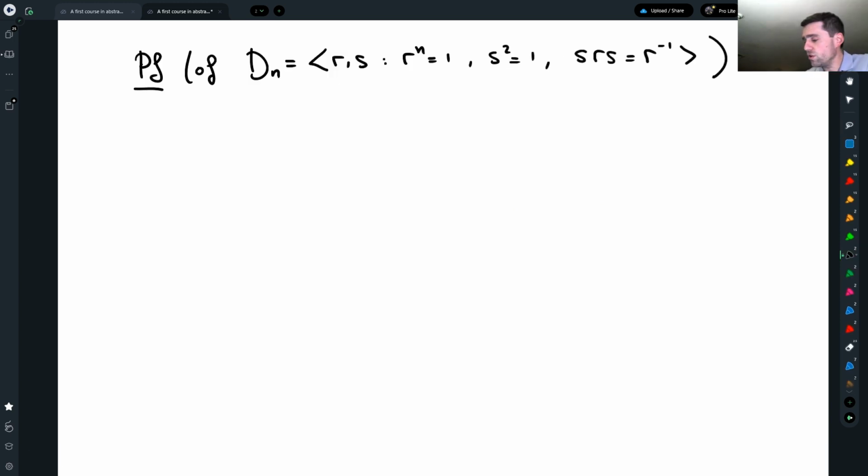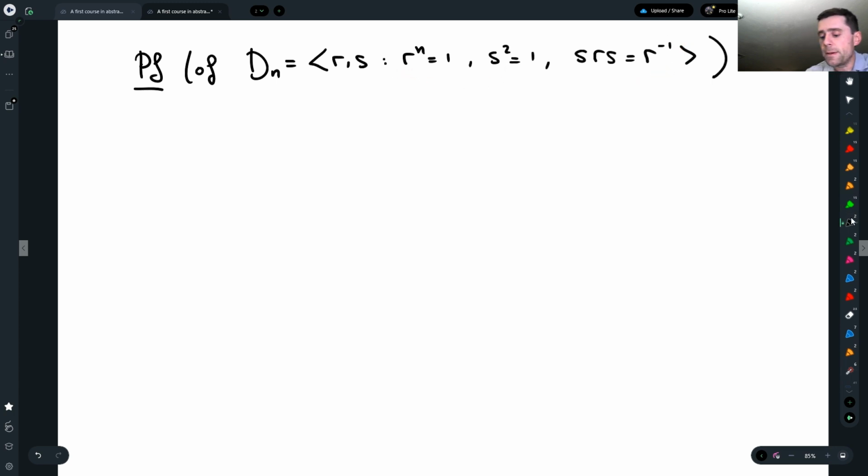Okay, so let's do this proof. What I'm trying to prove is that the symmetries of a polygon with n sides, of a regular n-gon, are really generated by R and S. Some element R whose nth power is 1, some element S whose square is identity, and that they satisfy this relationship. So let's start by identifying what's R and what's S. What are they going to be?